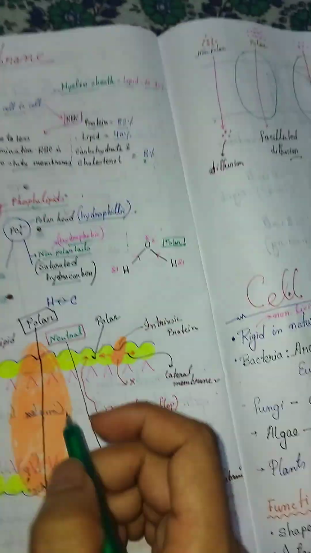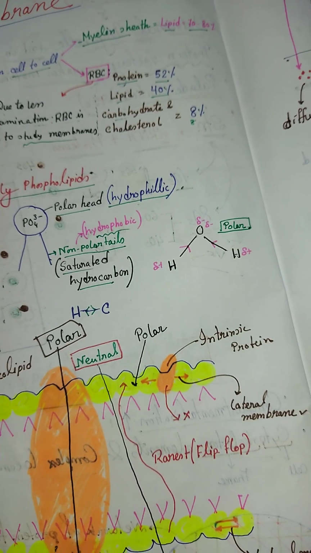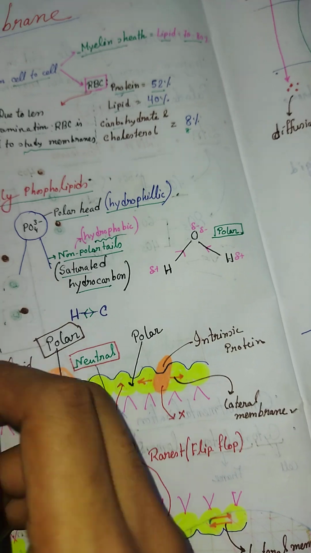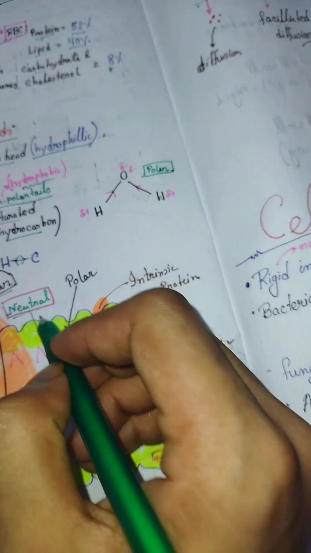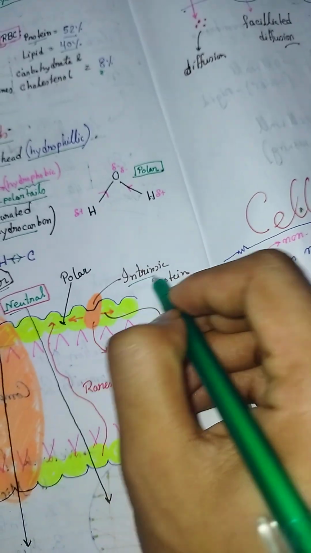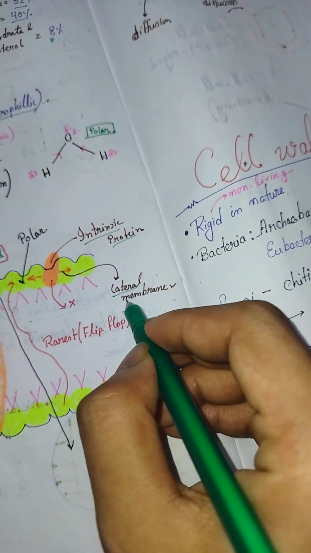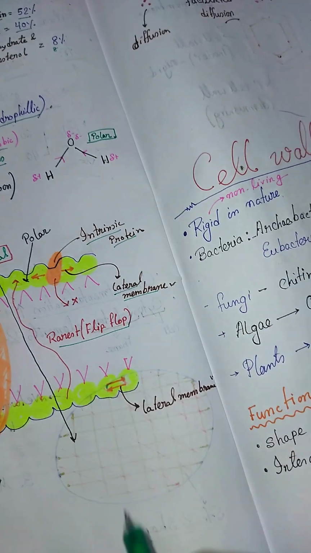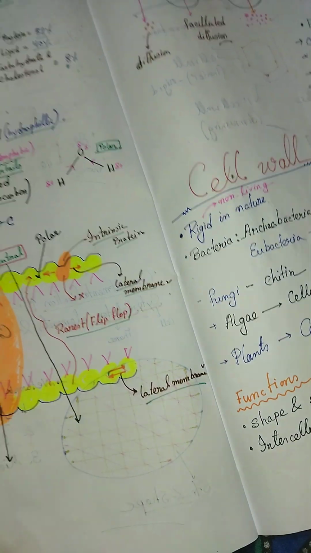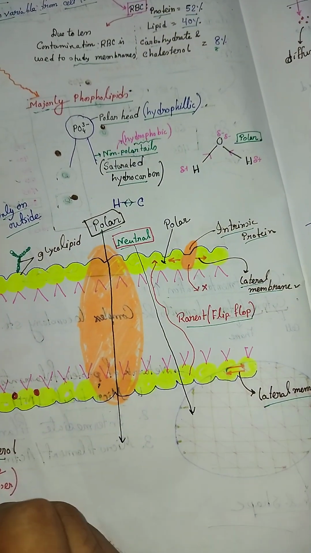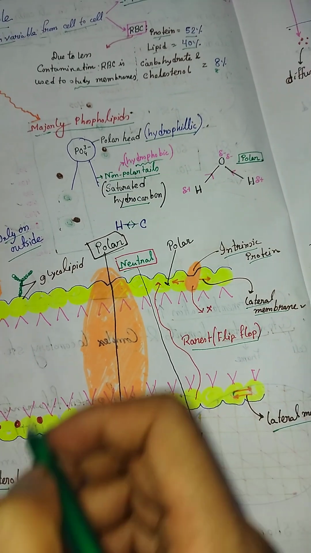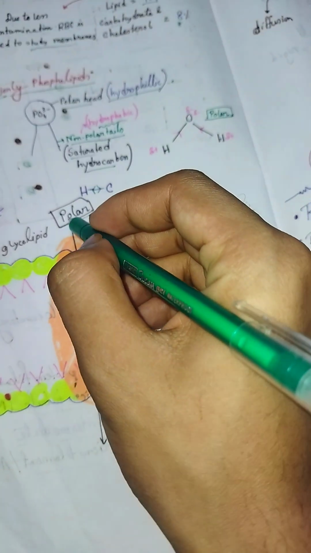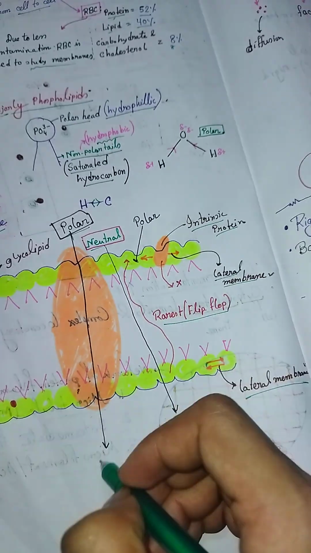This is an extrinsic protein. This is a glycoprotein, only on the outside. This is a polar head. This is neutral. This is polar. This is the intrinsic protein. This is the lateral membrane. This is cholesterol, a membrane stabilizer. This is a glycolipid. First, the polar end.